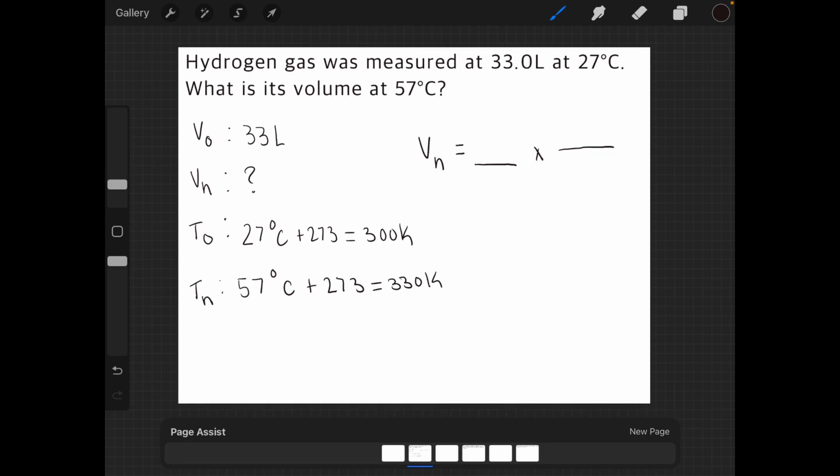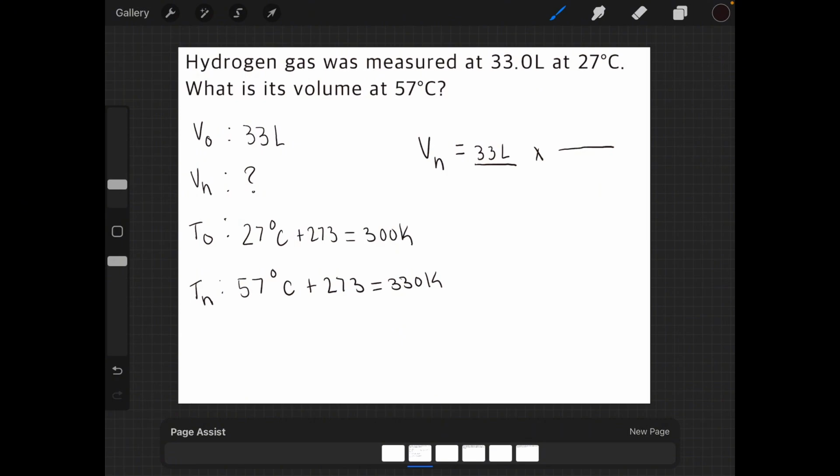I am going to fill in the first blank with the old number of the variable I am solving for. So in this case, I am going to write 33 liters because I know that I am solving for the new volume. Remember to always write your units. The next part is a bit trickier. Since we are solving for volume, we need to determine the temperature adjustment. It is crucial to understand the relationship between volume and temperature to figure out the adjustment.